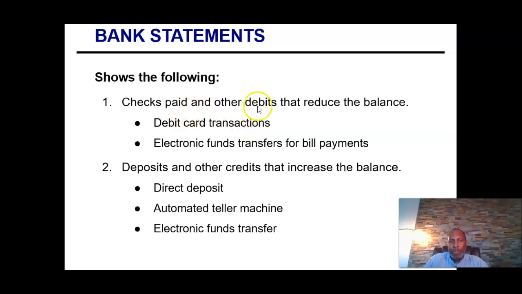Checks, pay, and other debits that reduce the balance. So on the actual bank statement, it will show the actual checks that have cleared the bank. It will show also other debits such as electronic funds transfer that was used to pay bills out of our account. It also shows deposits that we made during the course of the accounting period. It shows any electronic funds transfer that came in as well, and if we made any deposits using the ATM machine.